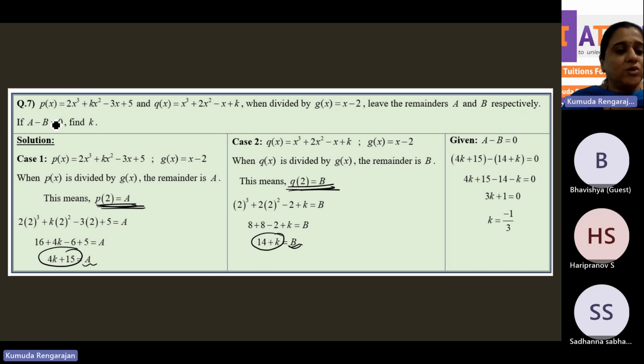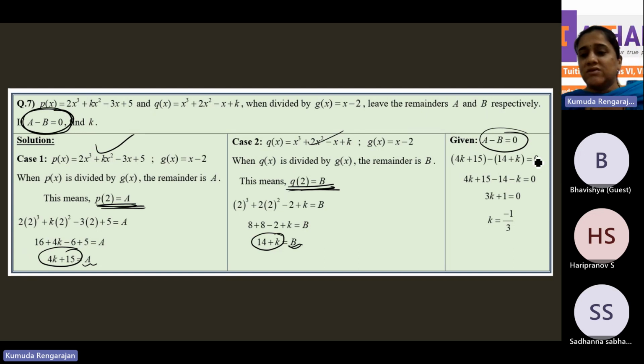Now there's a condition given to you. A minus B is equal to 0. That's the third step. This is the first step, second step. Now the third step, A minus B is equal to 0. The condition is given. So in this condition, what is A? 4K plus 15 minus, what is B? 14 plus K is equal to 0.